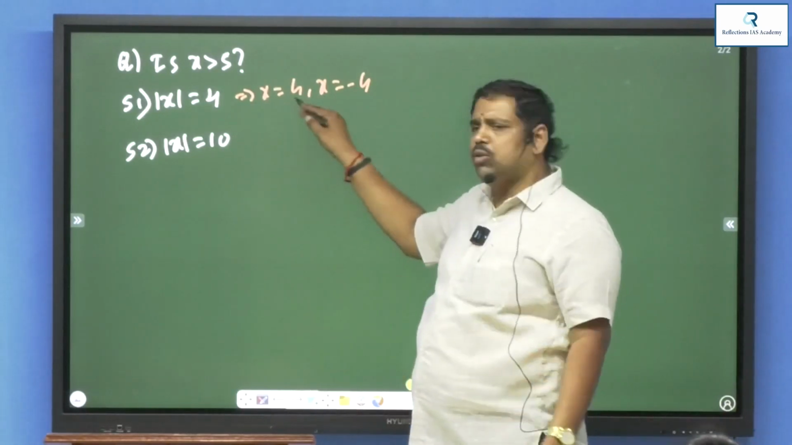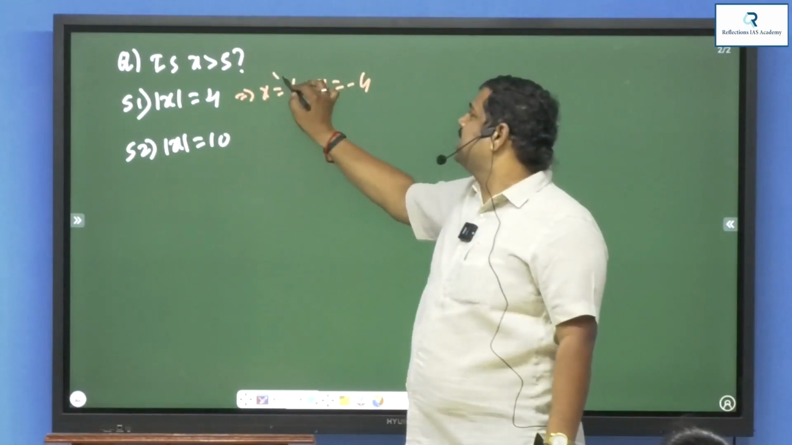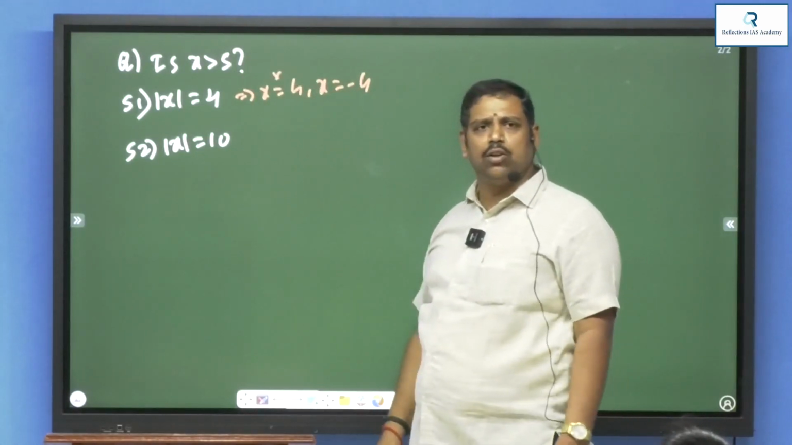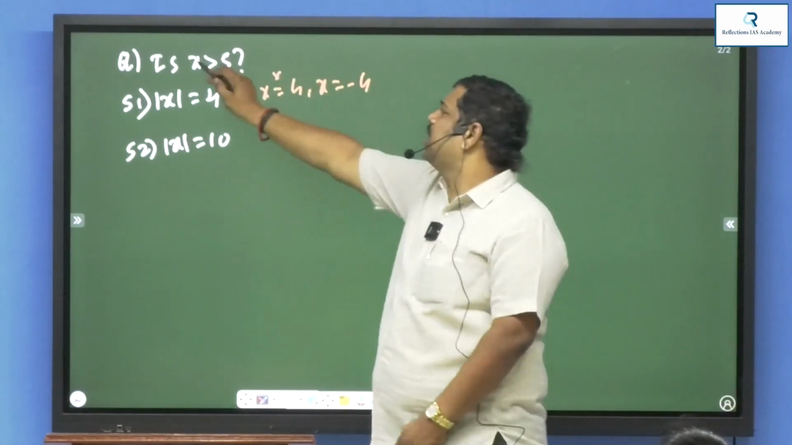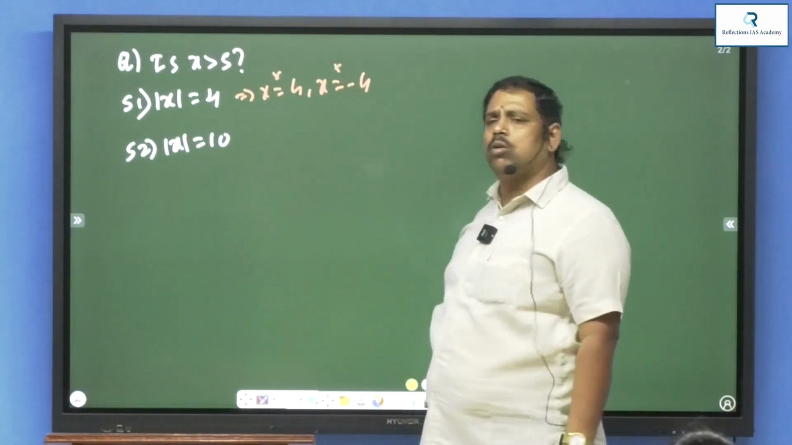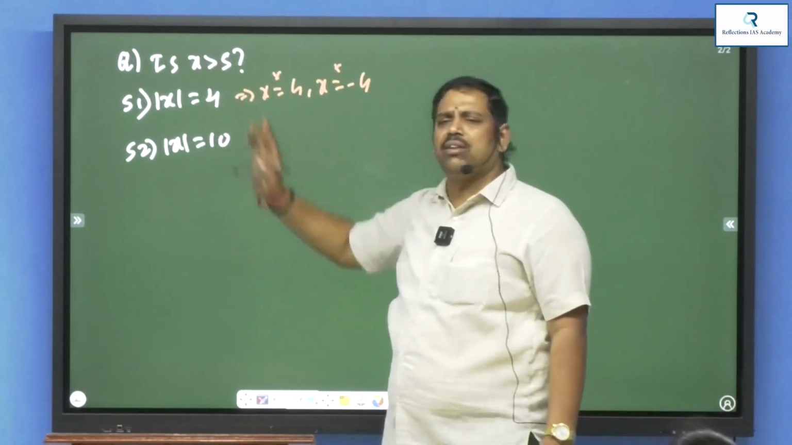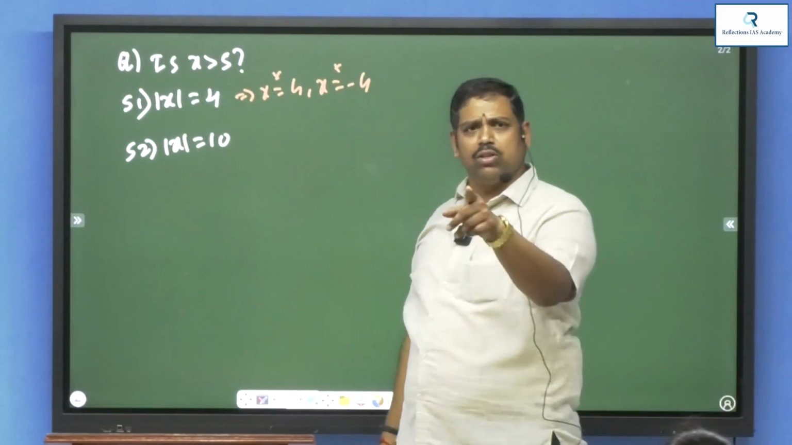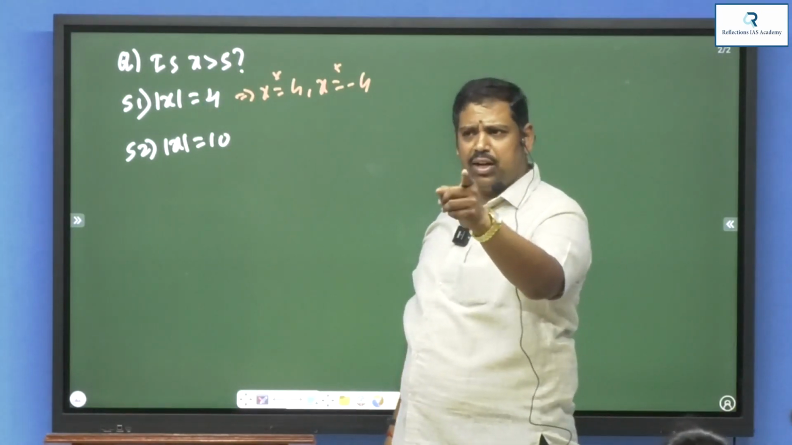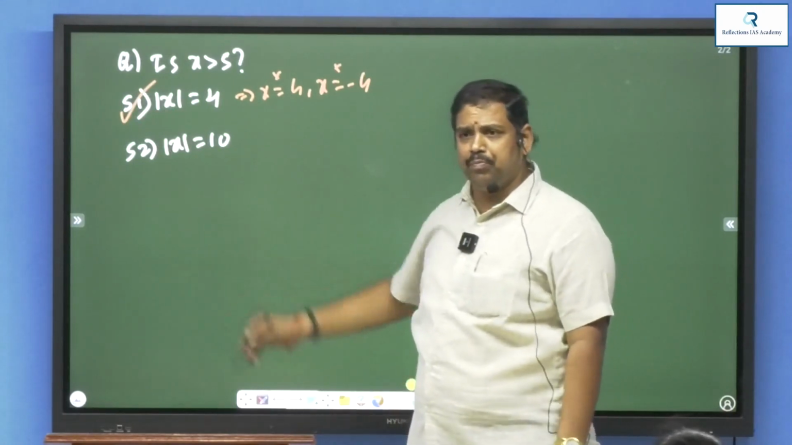But how much is it? X is equal to 4. Means that is correct or wrong? Wrong. When x is equal to minus 4, is minus 4 greater than 5? Right or wrong? Wrong. Okay. In both the cases you got wrong, means you can take a decision. Yes or no? Sir, if mod x is equal to 4, x greater than 5 is wrong. You got a conclusion, right? You got a conclusion means data is sufficient, right? Okay, S1 alone is sufficient. Superb.